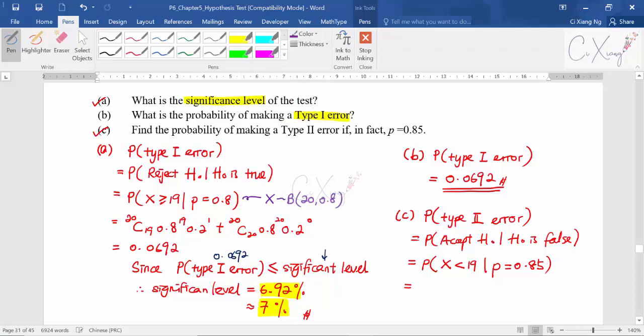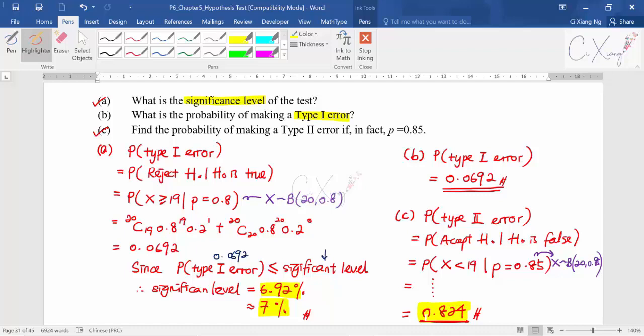Then you try to calculate this part of the answer. Just a reminder, you are using the binomial distribution with n equal to 20 and p equal to 0.85. Please try to complete the steps to calculate the probability for x smaller than 19 in a binomial distribution. I won't show you. The final answer you get should be 0.824. Try and see whether you can get this answer. It should be no problem now because it is quite straightforward. They just ask you to use the binomial formula to calculate the probability. So this will be the probability for type 2 error.